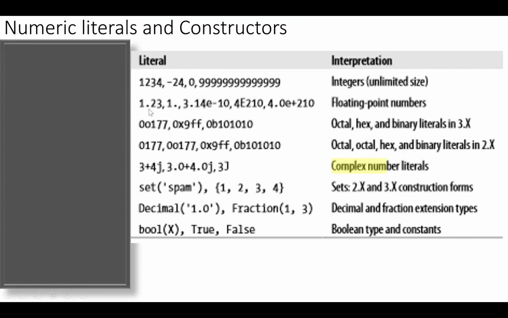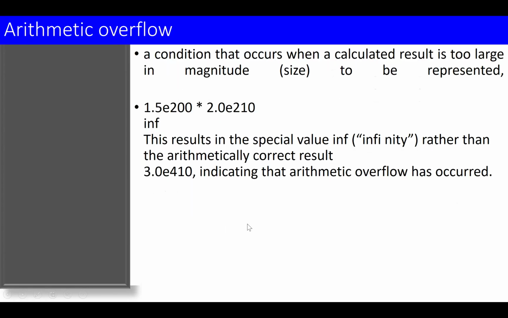Here, if you observe, in the first case the literals are integers. Next, floating point numbers, and then octal, hexadecimal and binary. The first one is octal, this one is hexadecimal, and this is binary. Then this is a complex one. So there are complex numerical literals and constructor forms. There are decimal and fractional extension types, and this is the Boolean type in constants.